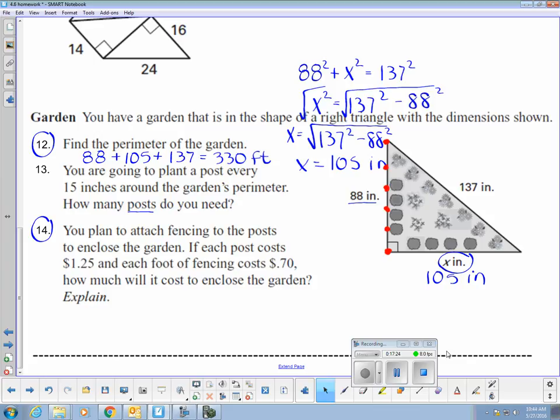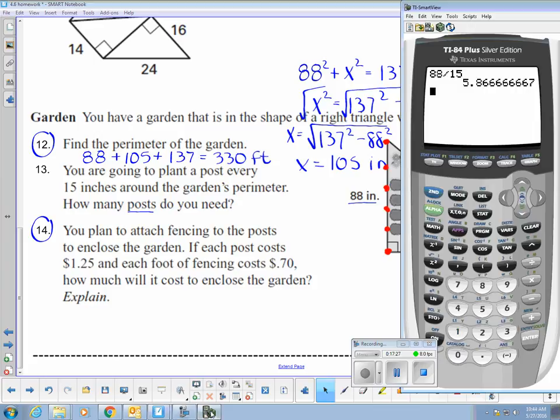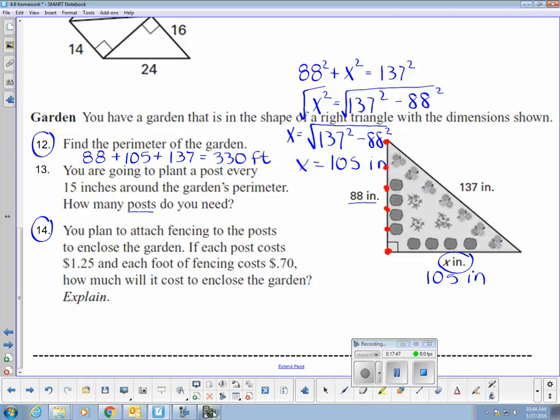Let's check out the side that's 105 inches long. So if I take 105 and divide by 15, since I'm placing my posts every 15 inches, that means I need 7 posts. So let's go ahead and draw those in. So I already have 1 right here, 2, 3, 4, 5, 6. So now I have 7 along that side.